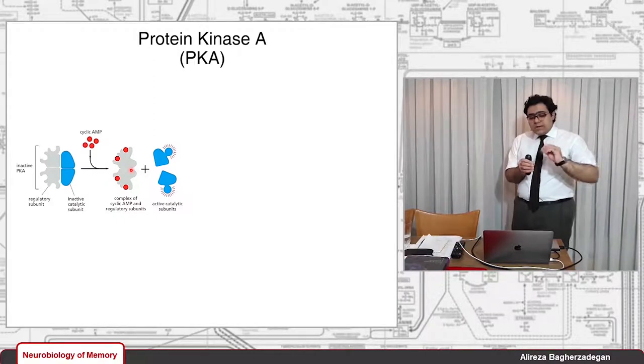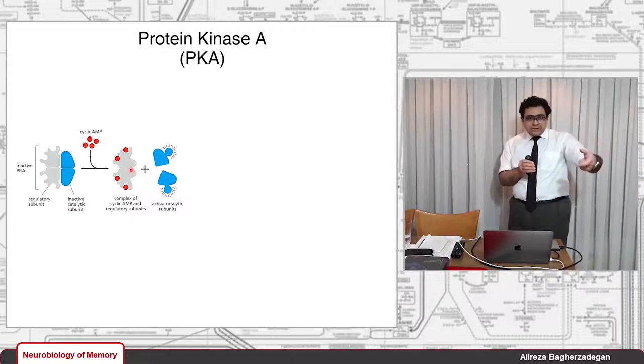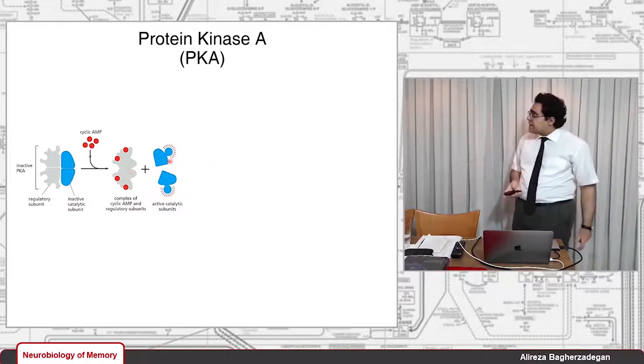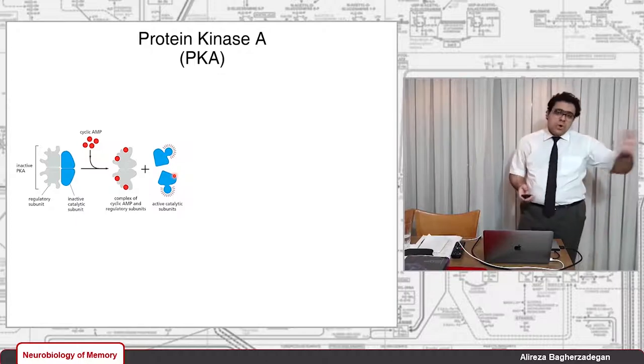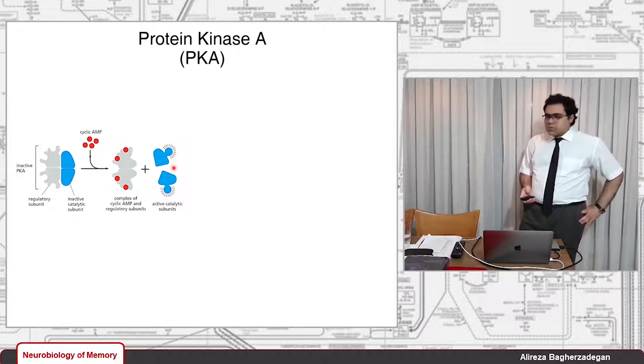And thanks to that conformation change, these regulatory subunits can no longer bind to the catalytic subunits. And now you can see the catalytic subunits are active and they can go on and do their stuff. They can activate other enzymes, other kinase enzymes, or effectors or proteins. Okay.